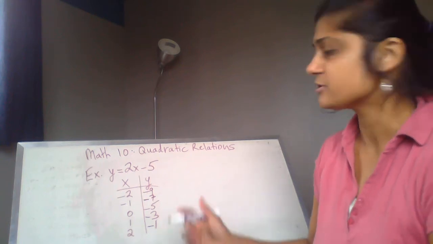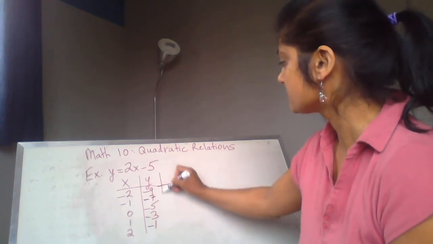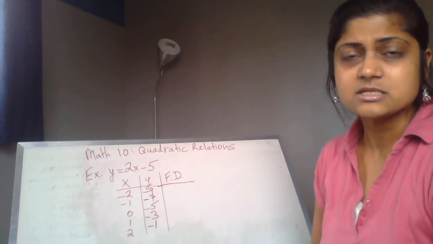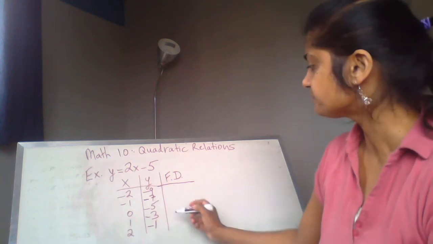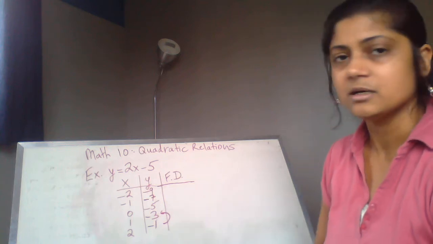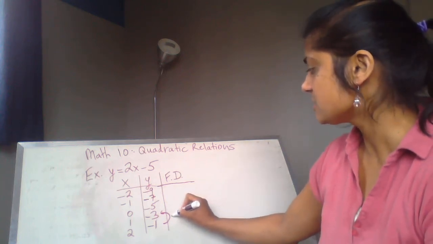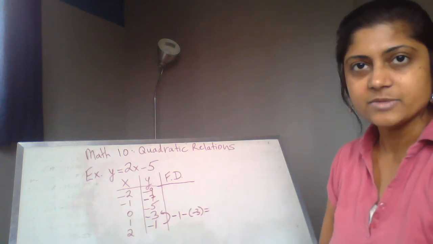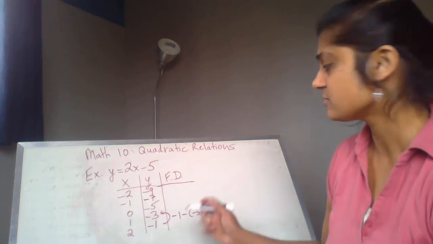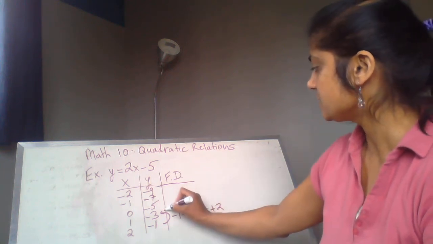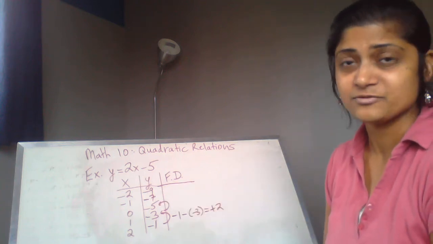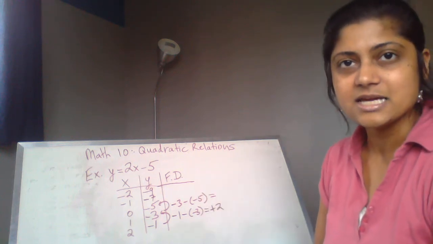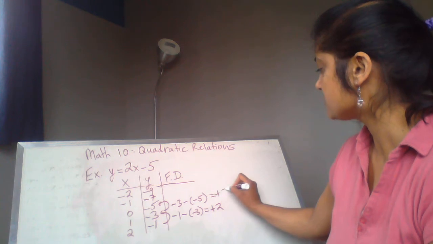I have to use finite differences. So the first thing I'm going to do is extend this and write FD. So this is the first difference. This is just like what you did in grade 9. I'm going to start from the bottom going up, and I'm going to subtract. So -1 minus -3. And again, make sure you're watching the signs. This is -1 plus 3, so +2. And I'm going to go to the next set of numbers. So -3 minus -5. This is -3 plus 5, so +2.